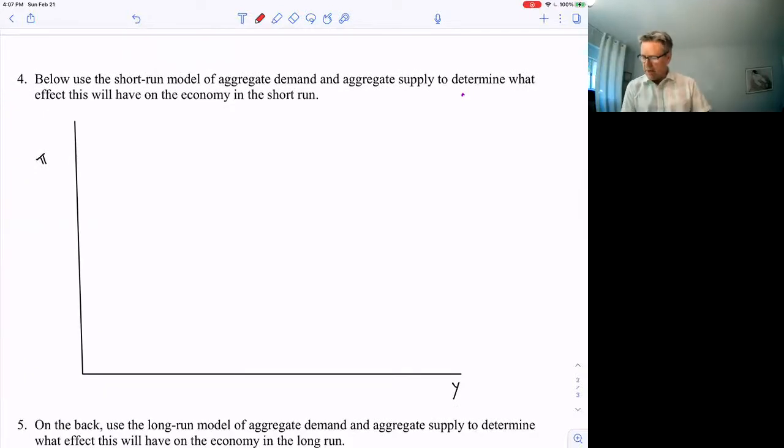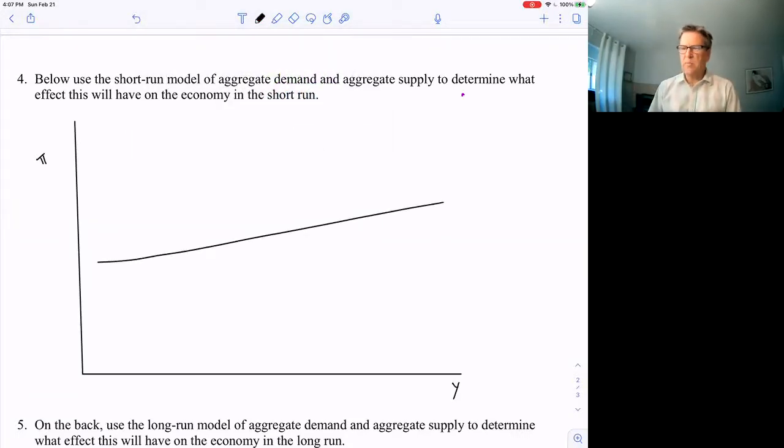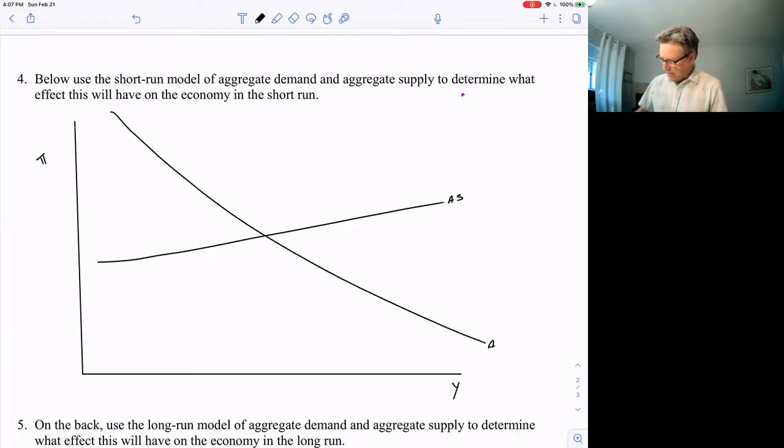Now, use the short run model of aggregate demand, aggregate supply to determine how this will have an effect on the economy in the short run. So on aggregate demand, aggregate supply, we've got some aggregate supply curve that is upward sloping, something other than vertical in the short run. And we've got some downward sloping aggregate demand curve and some equilibrium level of real GDP and an equilibrium level of inflation.